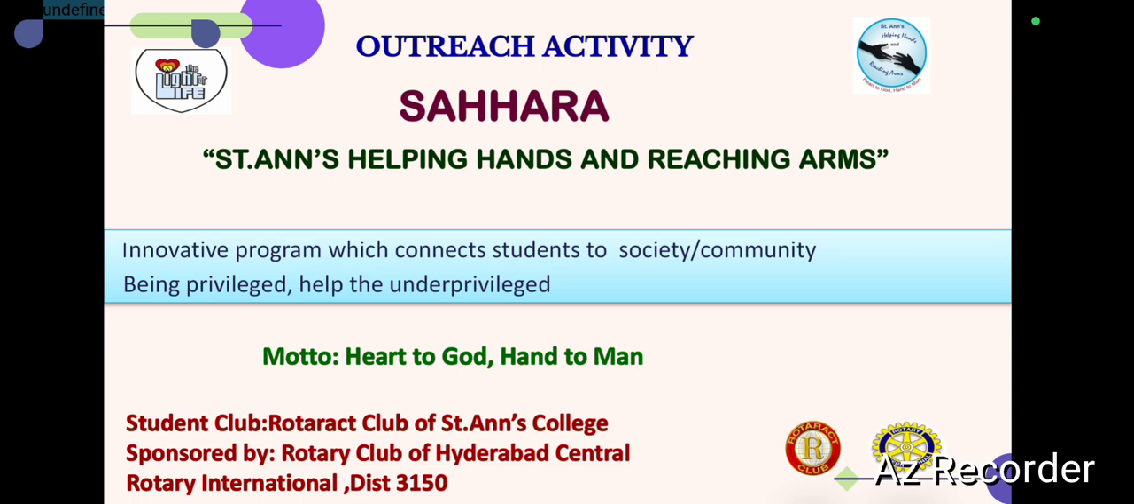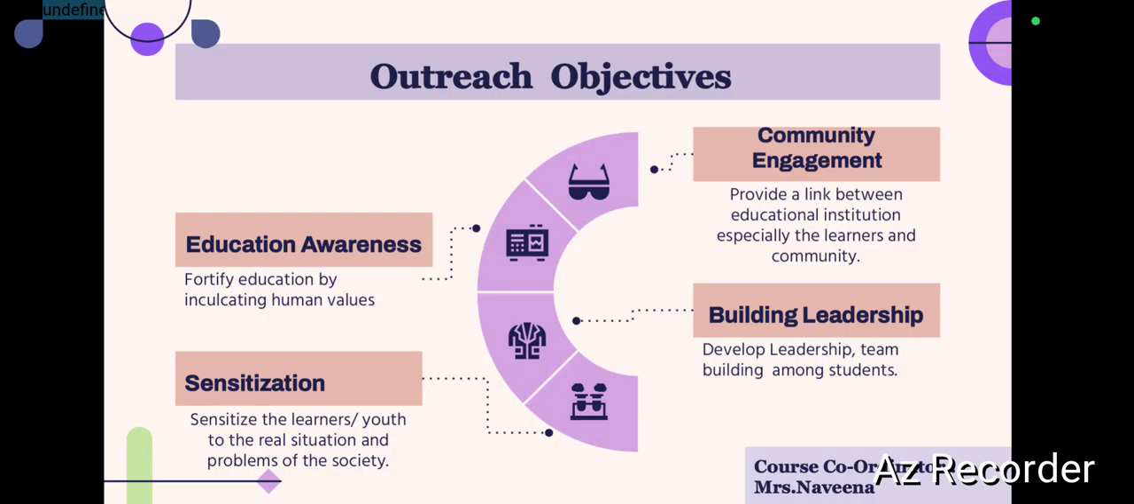So the club's main objectives which are offered through the outreach CCA course include education and awareness, where through education and awareness human values are inculcated, providing a link between the educational institution, especially the learners, and the community, sensitizing the learners and the youth to the real situation and problems of the society, and developing leadership and team building among the students. These are the 4 main objectives of the course.